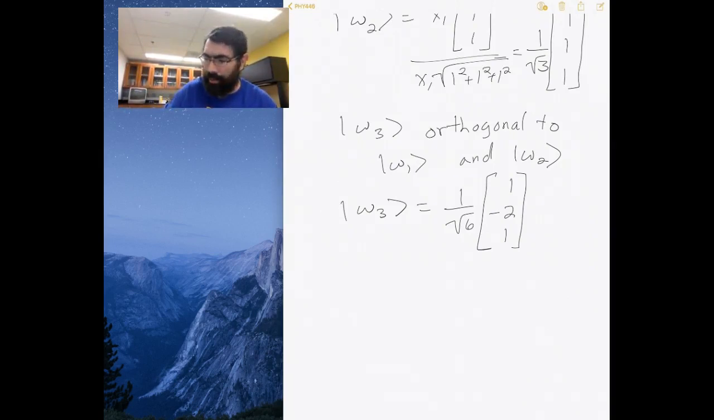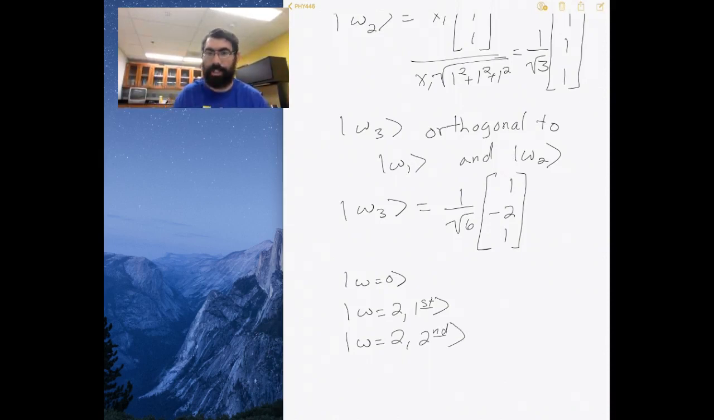So in the end, you can write this down now as our first eigenvector, which has the eigenvalue of 0, a second eigenvector, which has an eigenvalue of 2, which we can put comma the first one, and then we get a third eigenvector, which has an eigenvalue of 2, which is the second one, our degenerate state.